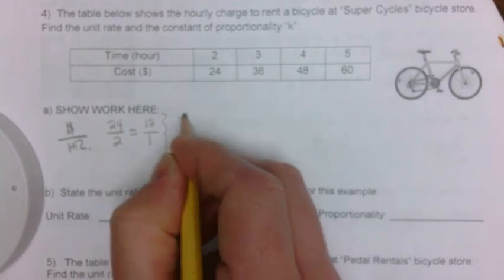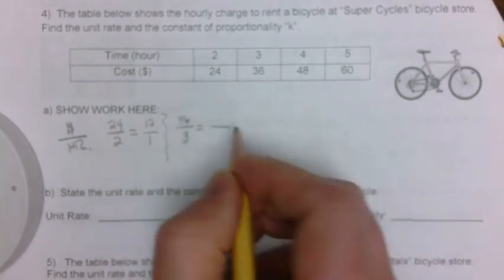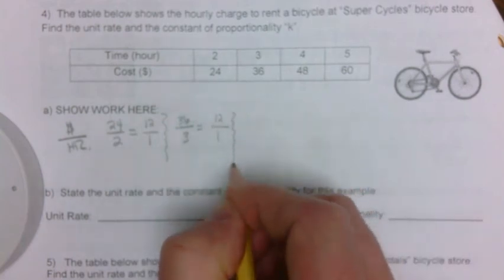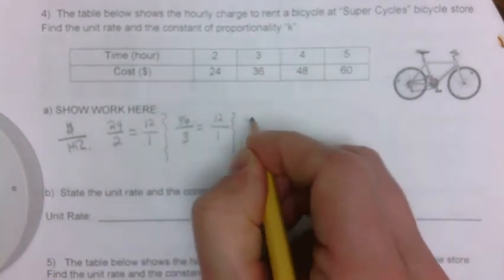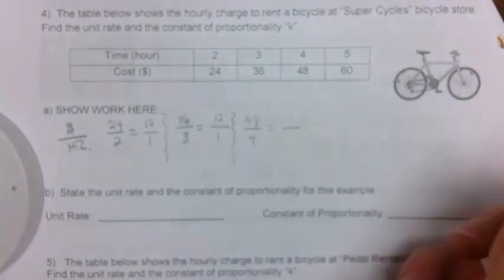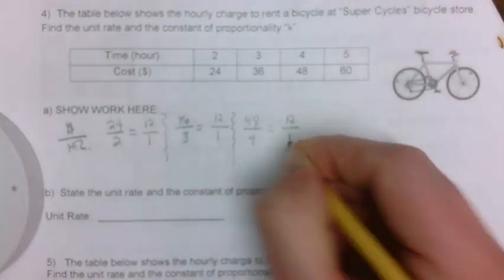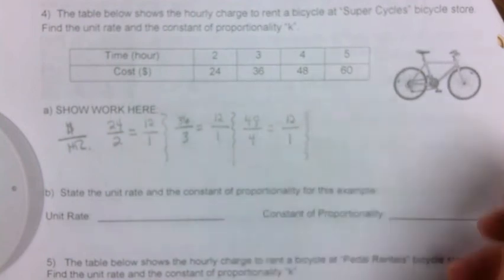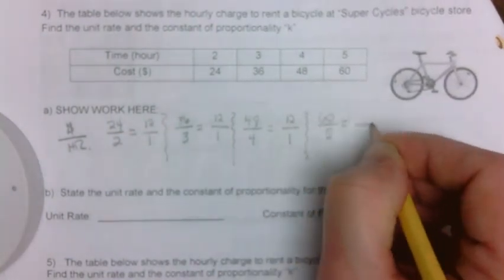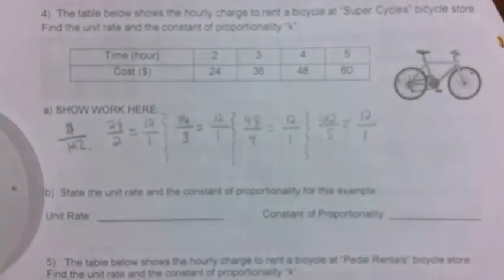Next rate, it was $36 for 3 hours. Divide each number by 3 to get the unit rate, and that again is going to be 12/1. Next rate, it was $48 for 4 hours. And if we divide each number by 4, that gets us to a unit rate, 12/1. Last set of data from the table, $60 for 5 hours. Divide each number by 5, and we end up with 12/1.